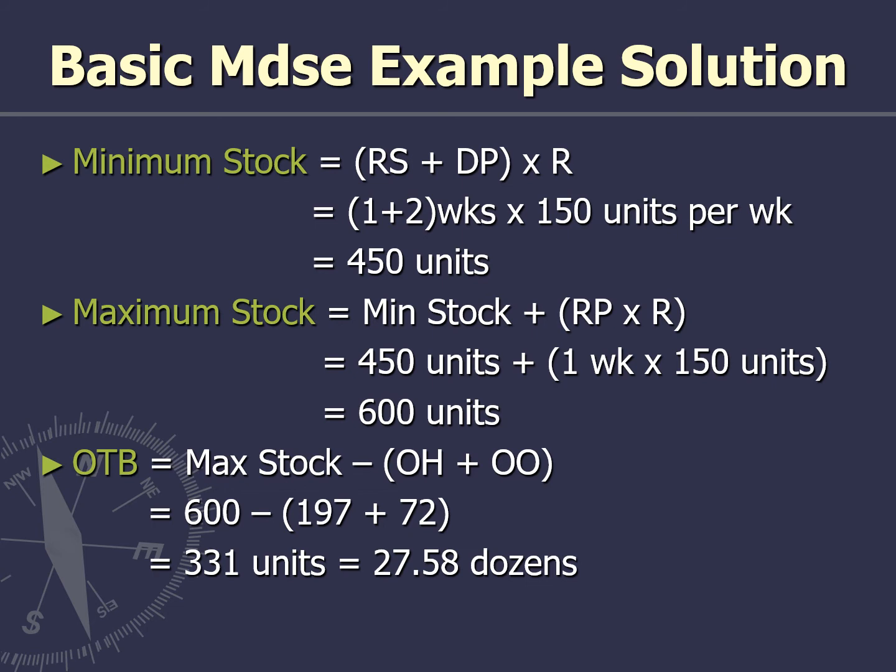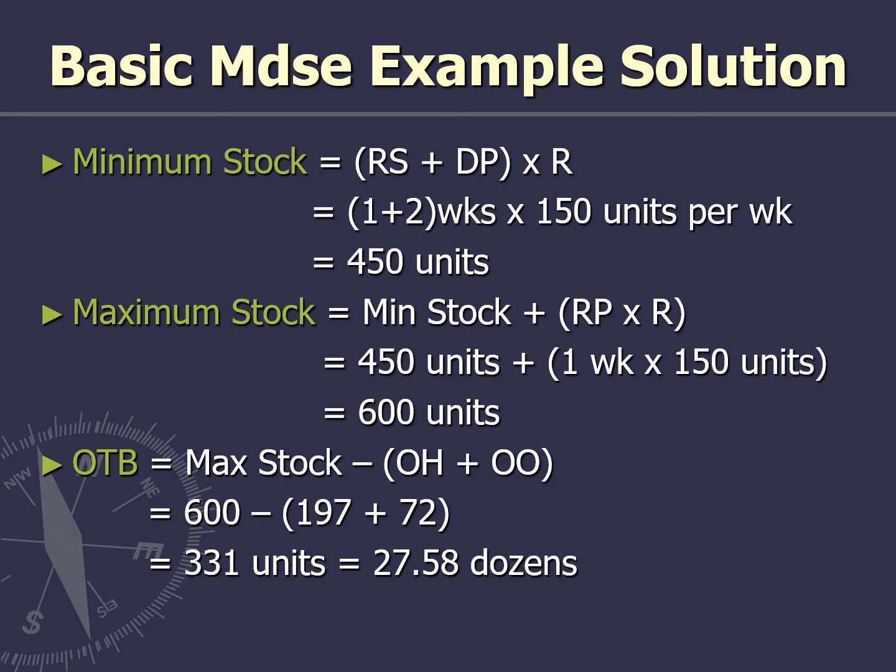For the maximum stock, we will have to add in the reorder period times the R. So 1 week is the reorder period. We want to place an order every week. So 1 week times 150 units. So 450 plus 150 gives us the maximum stock level of 600 units.